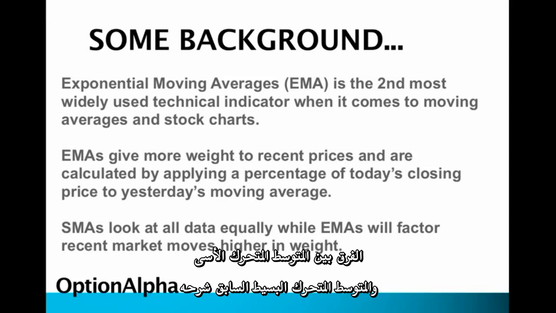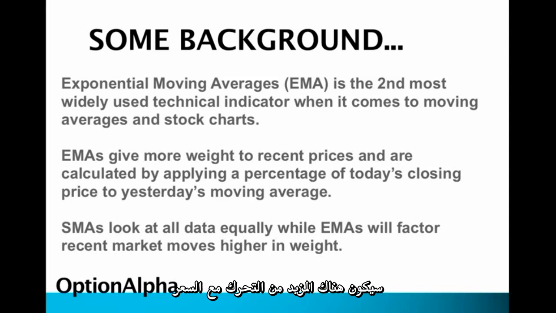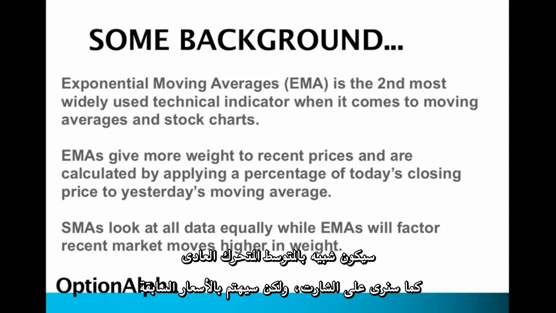And what happens with an exponential moving average versus just a regular simple moving average, which we've covered in other videos, is that exponentials give more weight to recent prices and are calculated by applying a percentage of today's close to yesterday's moving average. So again, it's going to be a little bit more reactionary. It's going to move a little bit quicker with the market. Generally speaking, it's going to be virtually the same, and I'll show you visually on the chart. But again, it's going to give more weight to those recent prices.